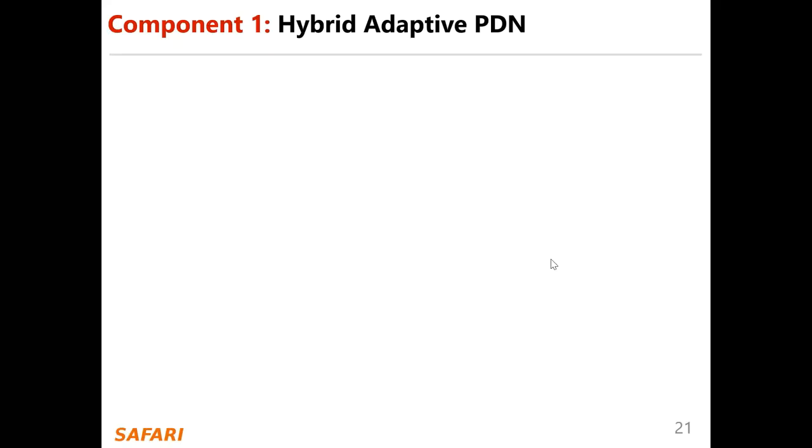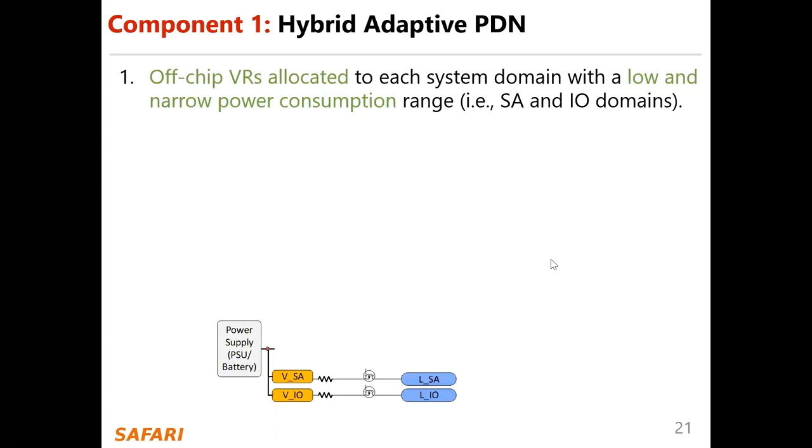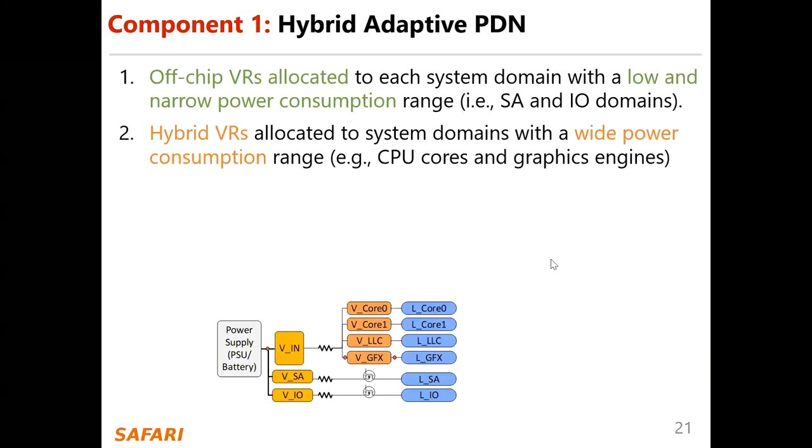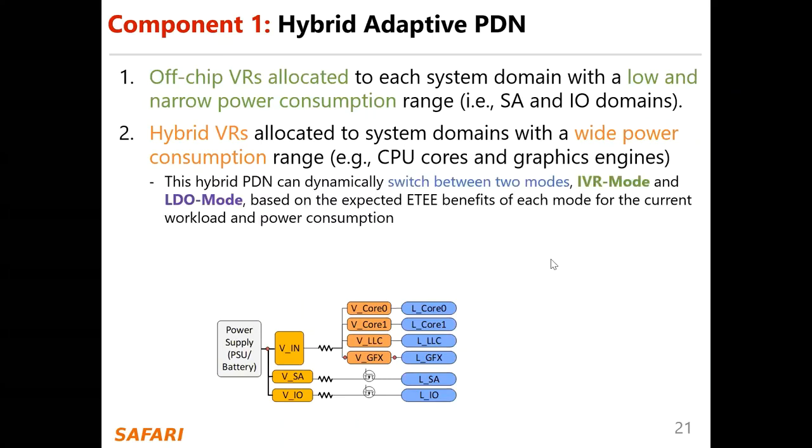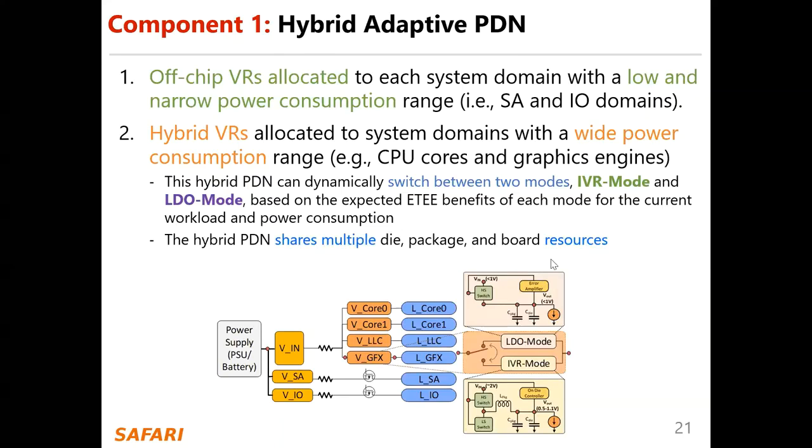The first component is a hybrid adaptive PDN. FlexWatts PDN consists of two components. Off-chip VRs are located to each system domain with a low and narrow power consumption range. Hybrid VRs are located to system domains with a wide power consumption. The hybrid PDN can dynamically switch between two modes, IVR mode and LDO mode, based on the expected end-to-end efficiency benefits of each mode for the current workload and power consumption. The hybrid PDN shares multiple die, package, and board resources.